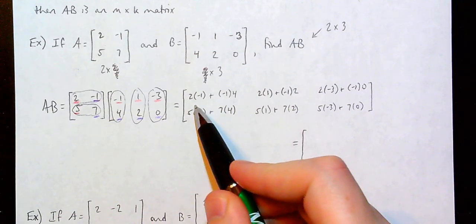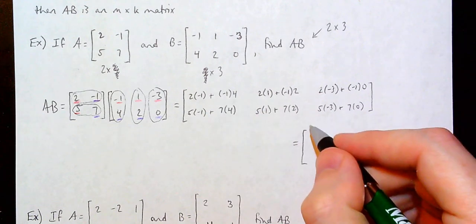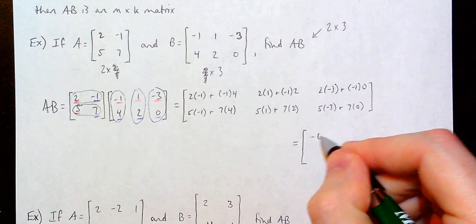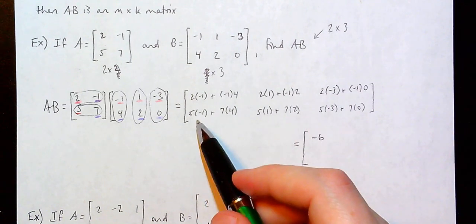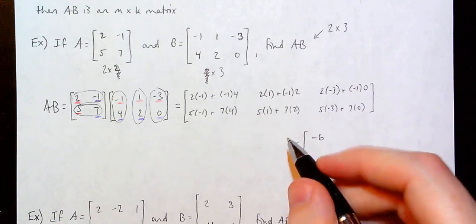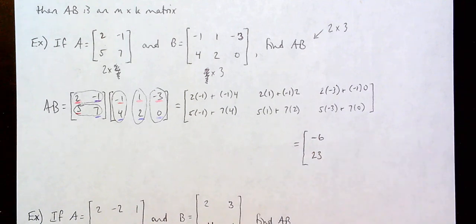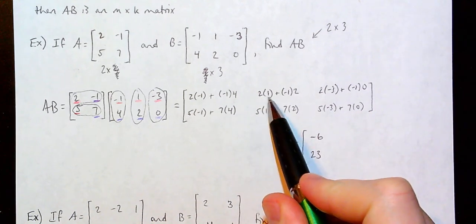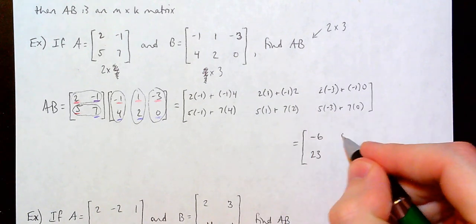2 times -1 is -2. -1 times 4 is -4. -2 plus a -4 is a -6. 5 times -1 is a -5. 7 times 4 is 28. -5 plus 28 is 23. 2 times 1 is 2. -1 times 2 is -2. 2 minus 2 is 0.